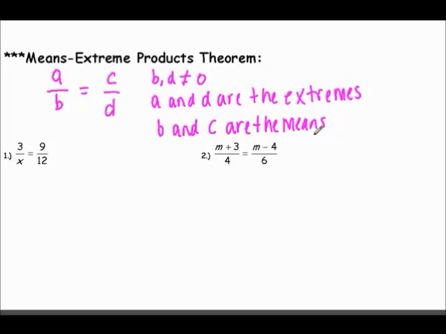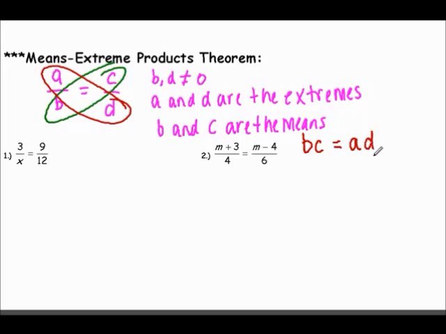The theorem states that the product of the means, B times C, is equal to the product of the extremes, A times D. Writing that, we get B times C, or BC, is equal to the product of A times D, or AD. Therefore, to solve a proportion where we have two ratios seen as fractions set equal to each other, we can cross-multiply and set these products equal to each other.